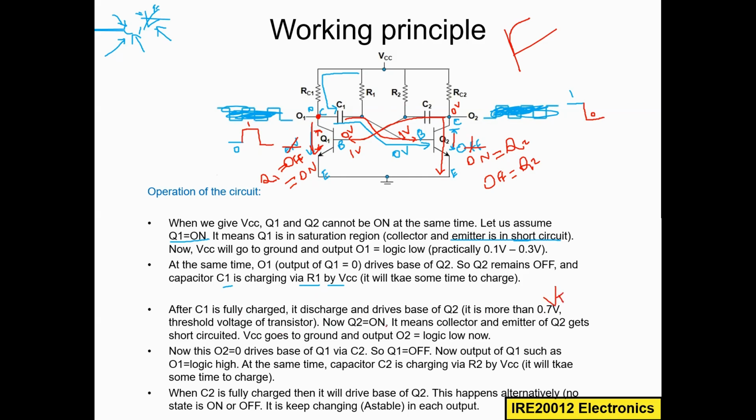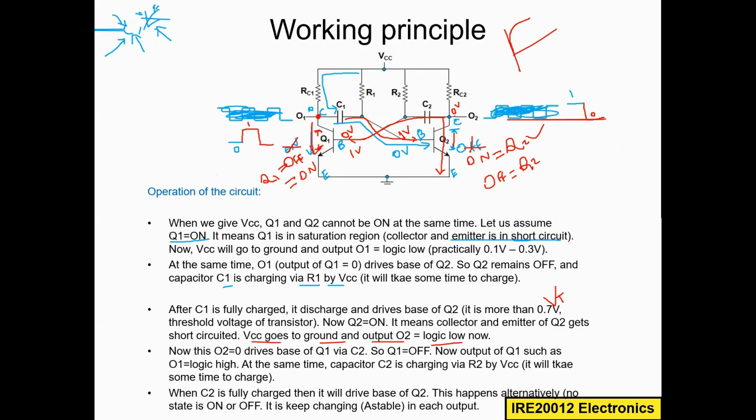Now Q2 is on in this one. When Q2 is on, it means the collector and emitter got short circuited. Then VCC goes to the ground, and the output O2 is logic low now. So that's what we mentioned here. Now this O2 is equal to 0, right?